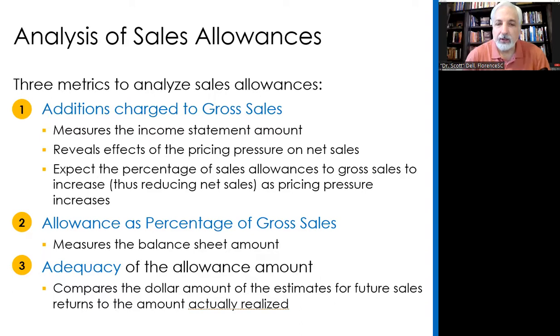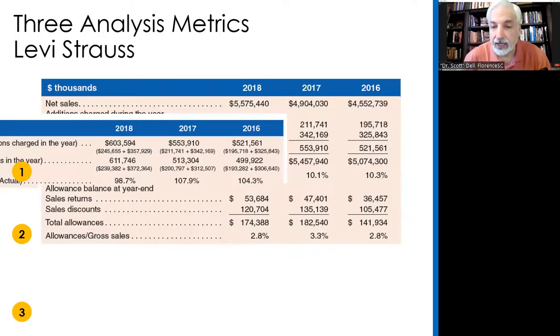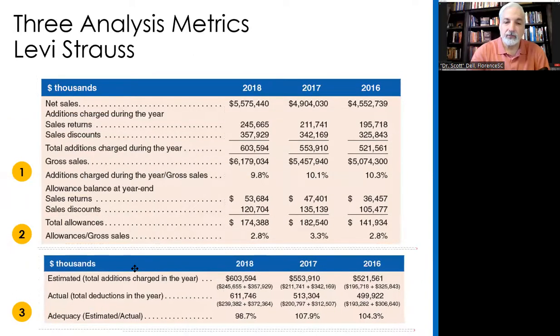We also have allowance as percentage of gross sales. Measure the balance sheet amount. Okay, so we're looking at the allowance account. And adequacy of the allowance amount compares the dollar amount of the estimate for future sales returns to the amount actually realized. So we're projecting and we're comparing to what we actually have and actually have done. So this is a picture. Somehow that got moved over. Let's go back down where it goes.